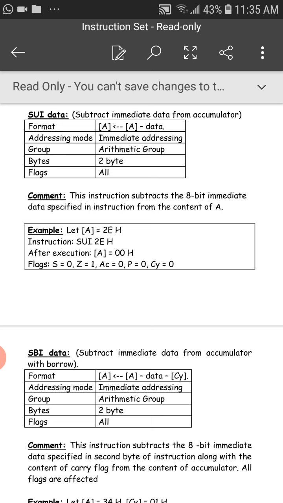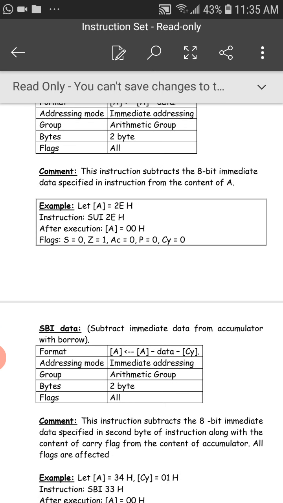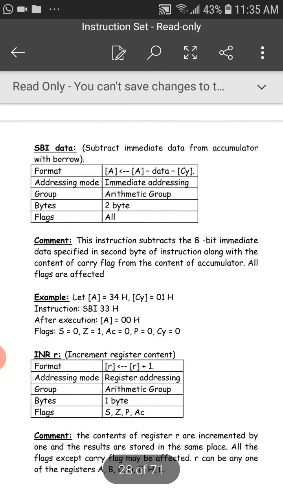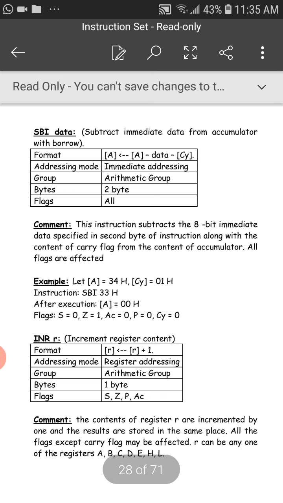So here accumulator contains 2E and the instruction is SUI 2EH. See the example part. After execution it will be 00H, means 2E minus 2E becomes 0. So this is a very simple subtraction instruction. Then next is SBI, means subtract immediate data from accumulator with borrow. So it computes accumulator minus data minus carry. It is immediate addressing mode.